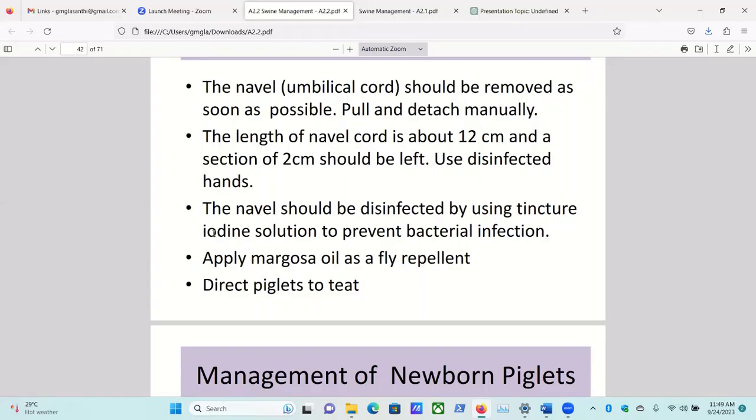After detaching the navel cord, you can apply Nagasan powder as a fly repellent and Margosa oil. It is also a fly repellent. At the same time, you should disinfect the area by applying tincture iodine or betadine.